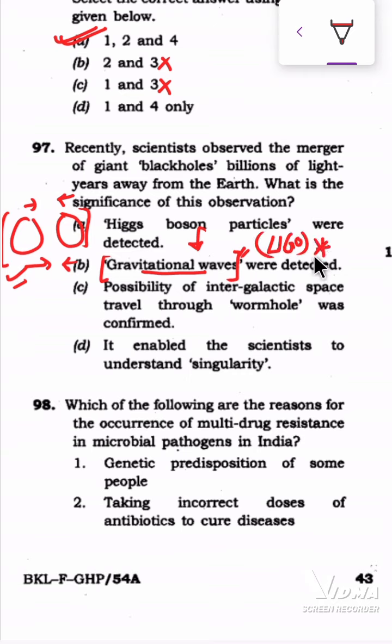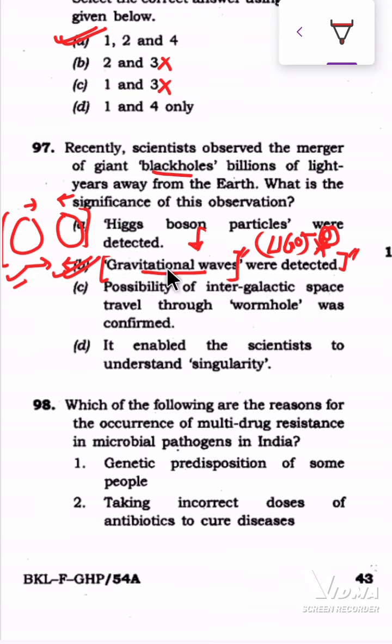So it was recorded on Earth itself through the LIGO experiment. LIGO means Laser Interferometer Gravitational-Wave Observatory. The black holes billions of light years away that we have seen have helped in proving Einstein's theory of gravitational waves, which he described in his research paper, but which was not proved in a laboratory or experimentally until 2018-19, when it was proved. So statement B is the right answer.